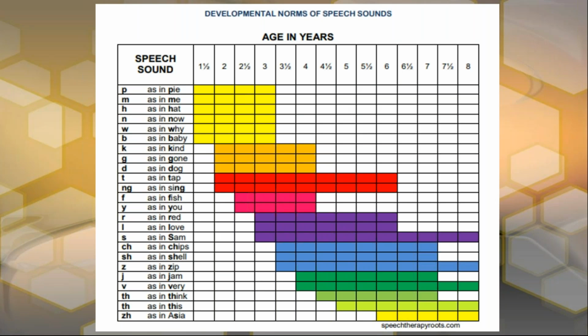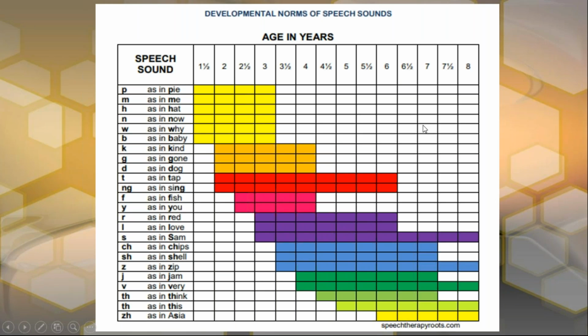So we have to look at where our kids are at developmentally, what errors they are making, and is it appropriate? So if I have a 3-year-old that's not able to say the j sound, well, that's normal. Other kids that age aren't able to make that j sound.